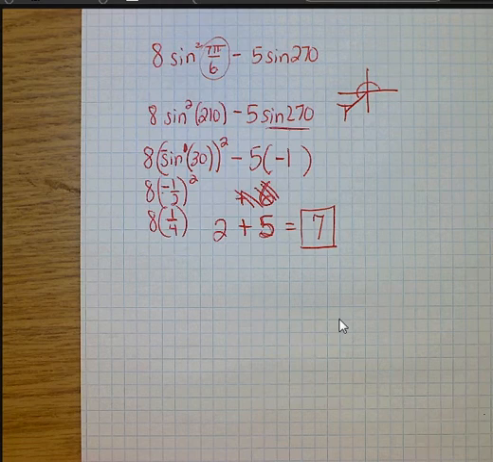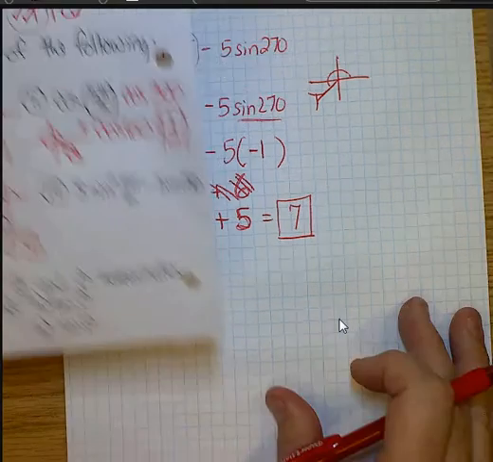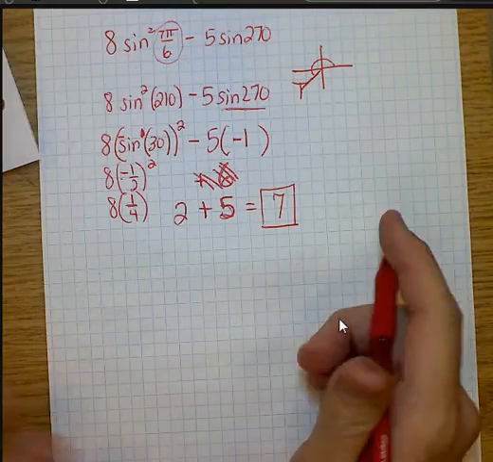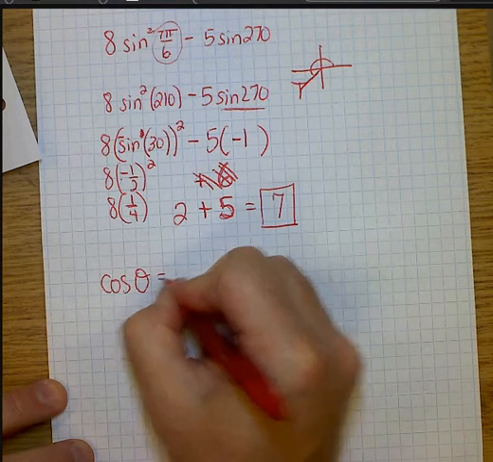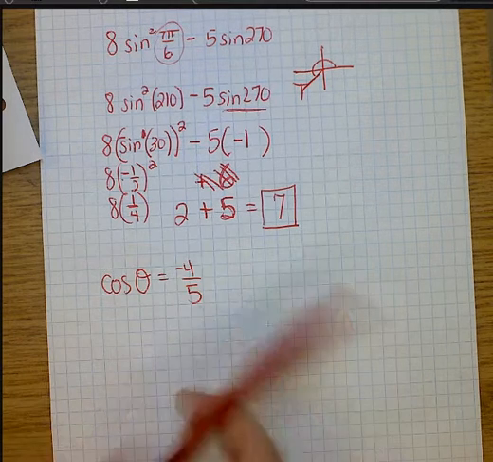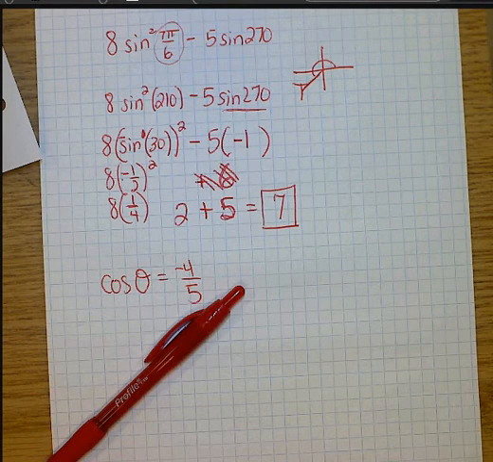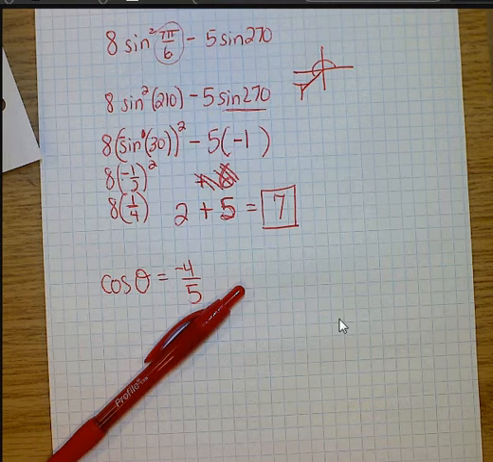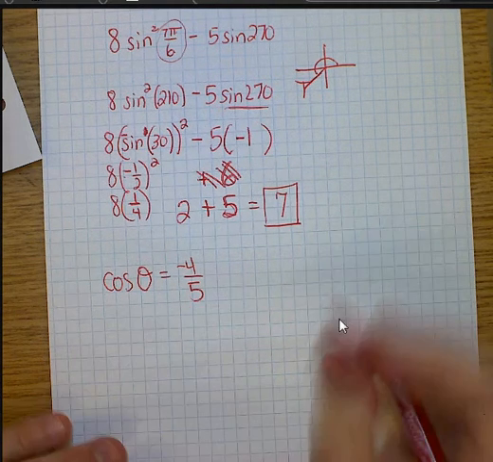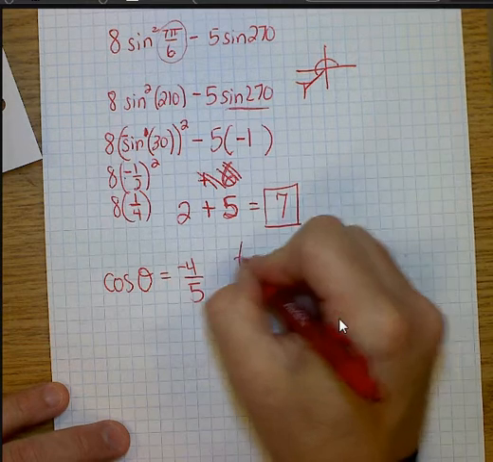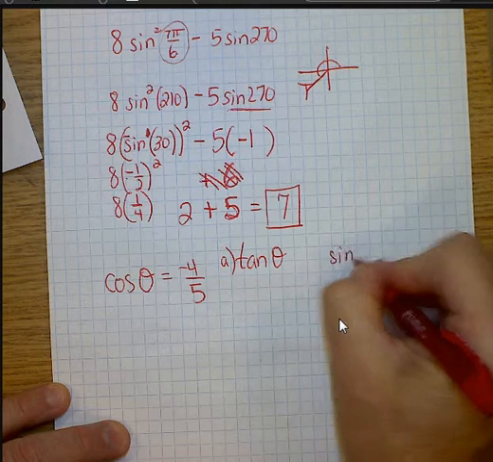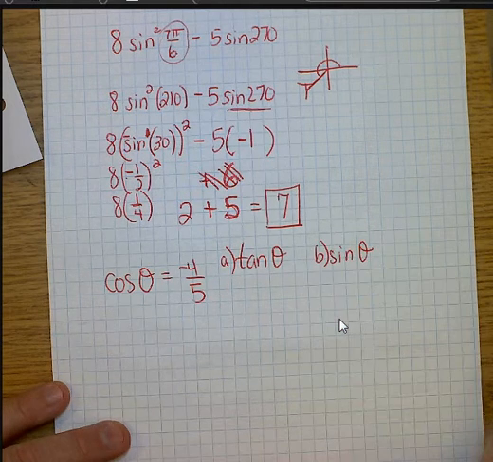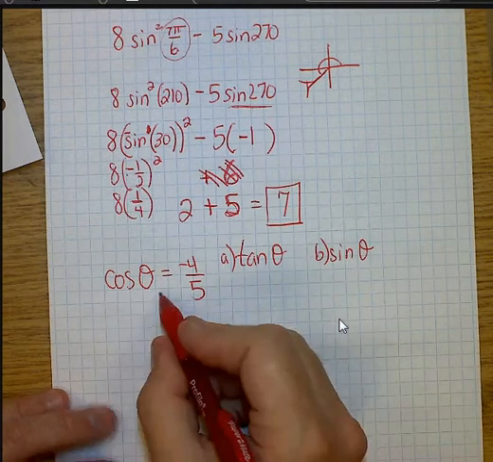All right, and then the last two. The last two were, if I give you the fact that cosine of theta is equal to negative 4/5, and I wanted you to find out what the tangent of theta was, and I wanted you to find out what the sine of theta was. And when we talked about a question like this, we said, make a triangle. Make a triangle and make this part true.